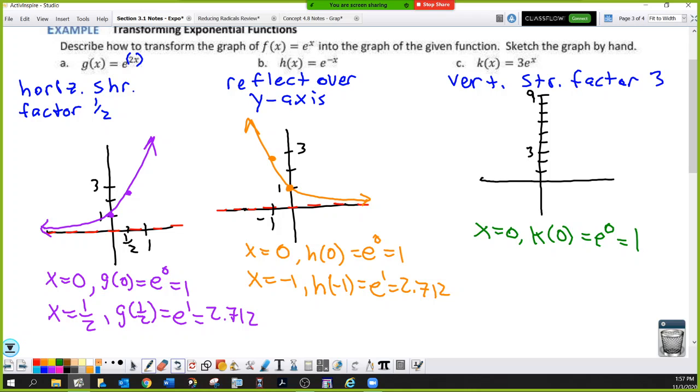Whoops. I forgot the 3. Hold on. When the board catches up with me, I'm going to put a 3 in front of that e. Yes, oh yes, I am. You watch. It's coming. See? Told you. There we go. 0, 3 is our y-intercept. I should probably put a horizontal asymptote on here somewhere. There you are.